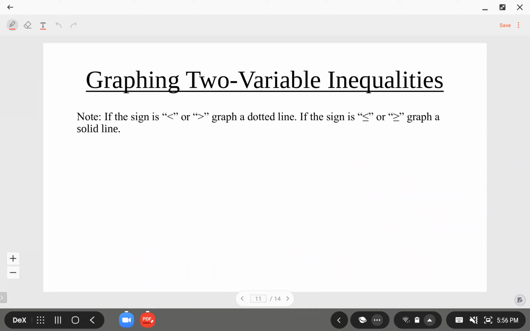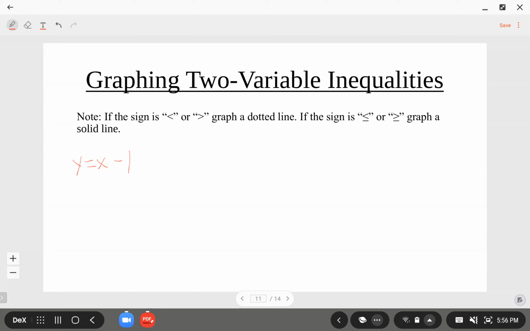Two variable inequalities are very similar to algebraic equations. To graph two variable inequalities, you need to have two variables, x and y, and you have to put them in y-intercept form. And y-intercept form is y equals mx plus b. So let's say y equals x minus 1. That is our problem.